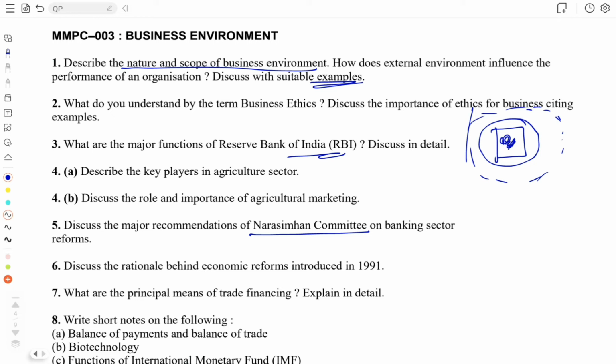Now, the next question: discuss the rationale behind economic reforms that were introduced in 1991. So this is a very important thing, right? LPG, 1991 economic reforms. We all know, we have been studying about it from our school days onwards, right? So this is just a quick refresher on that. That's it. So what were some of the important things? To abolish the license raj, worker cooperative, reduction of import duties, encourage foreign investment, and all those things.